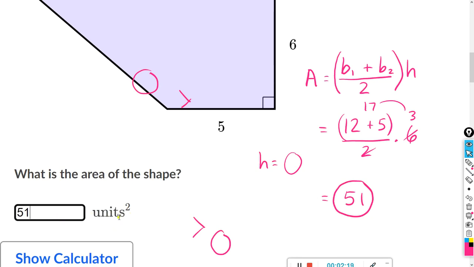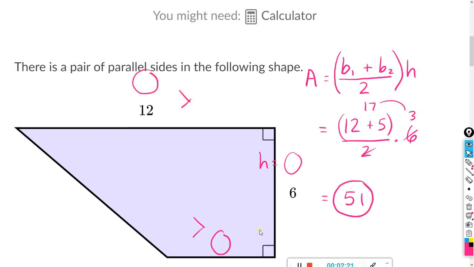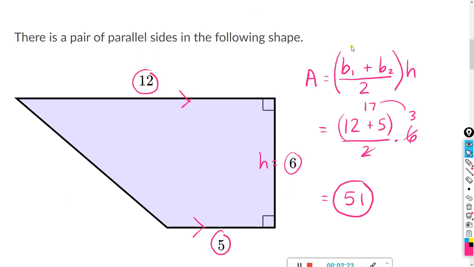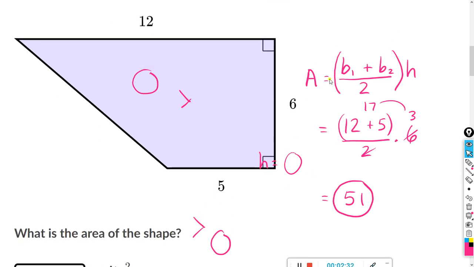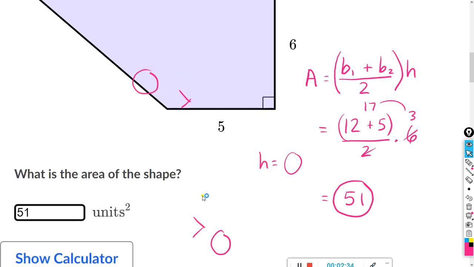Okay, and the reason the units are squared is because when we multiplied base times height, or the average of the two bases times the height, whatever the units are get multiplied by itself. So if it were feet times feet, it would be feet squared. So they just said units squared.